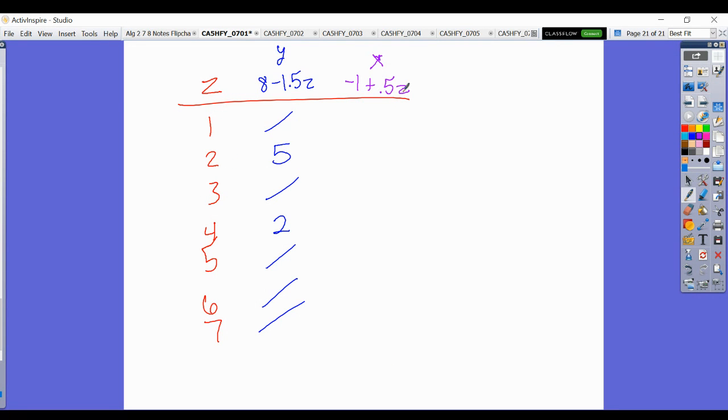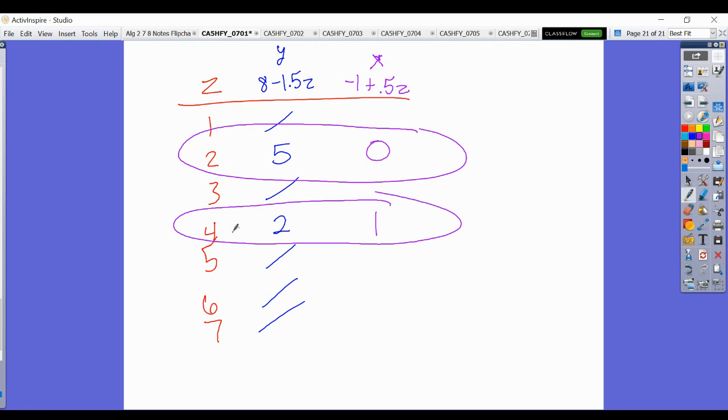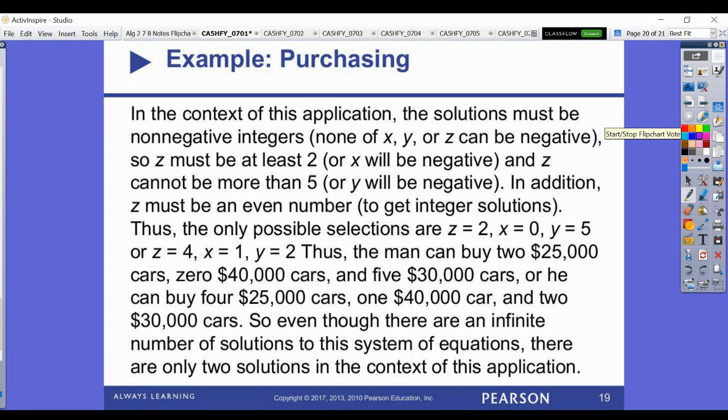So let's plug in a 2. Well, that would make that -1 plus 1, which is 0. Let's plug in a 4. That would make this 2 minus 1, which is 1. Make sure that your total is 7 because we have to have 7 cars. And then these are the combinations that the guy can buy. If he's going to spend exactly all of his money and buy exactly 7 cars, he can either have 2 of type Z and 5 of type Y, or he can have 4, 2, and 1 of the different types. That is what this page is telling us. If you want to read that, you're welcome to pause the video and check that out. But that's all we've got for lesson 7.1.